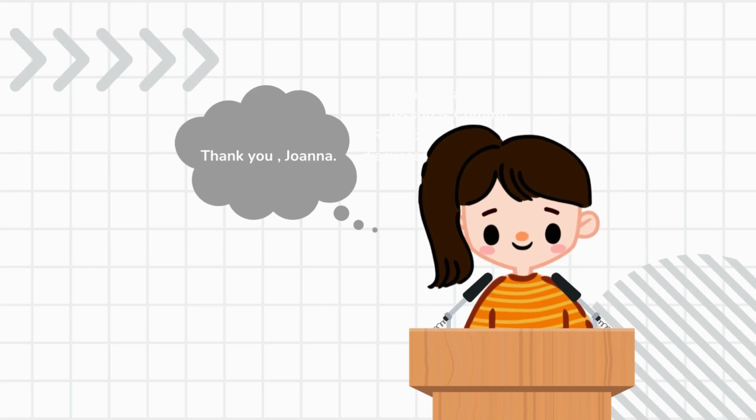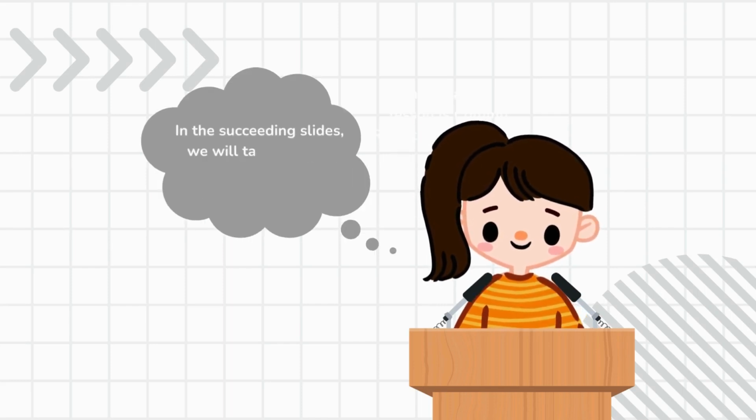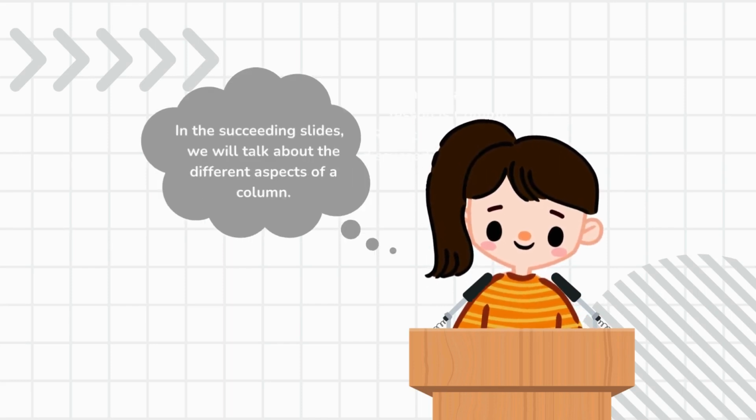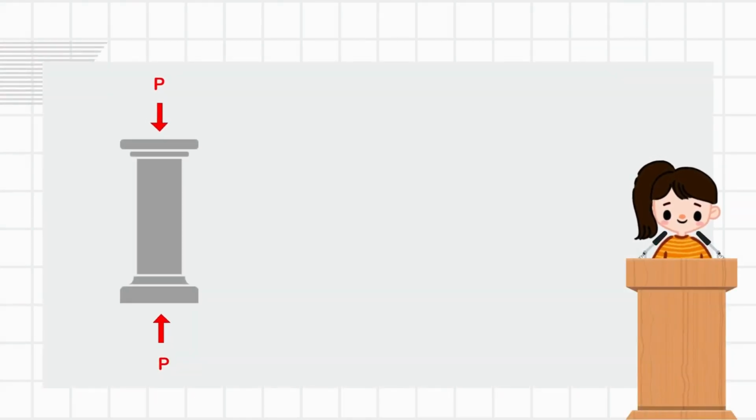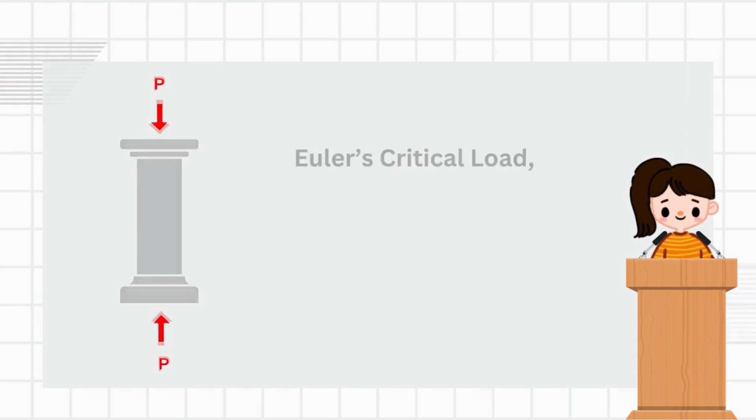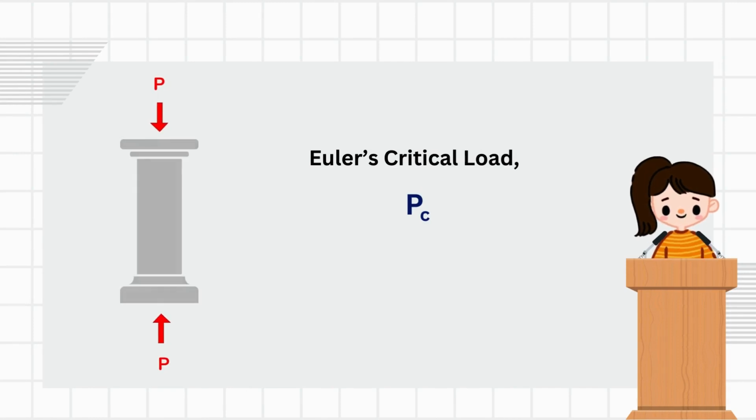Thank you, Joanna. In the succeeding slides, we will talk about the different aspects of a column. So what exactly happens to a column? A column is exposed to a compressive load at which it may suddenly bend or buckle. This compressive force is called Euler's critical load, denoted as Pc.